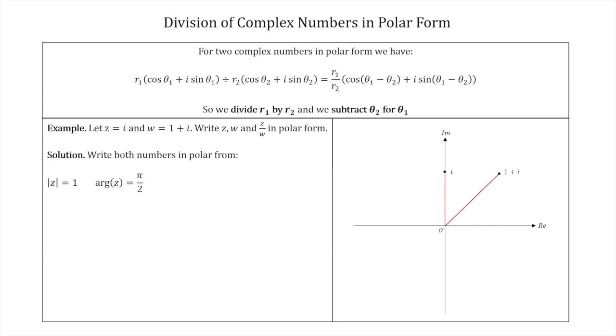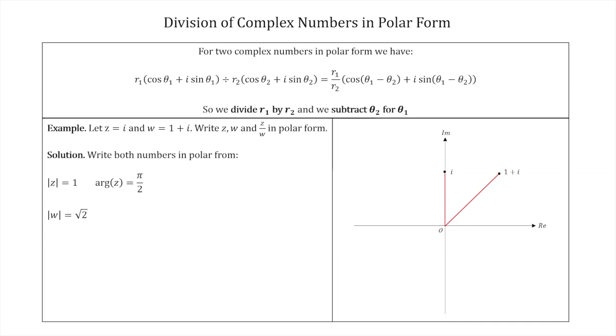Okay, what about w? It's also quite easy in this case. So the modulus of w is root 2. Remember, we calculate it using the square root of a squared plus b squared. So that's the square root of 1 plus 1, because w is 1 plus 1i. So a and b are both 1. 1 plus 1 is 2, so it's the square root of 2.